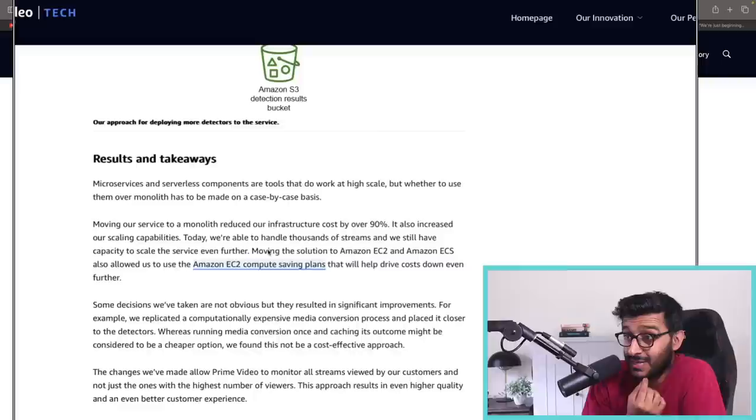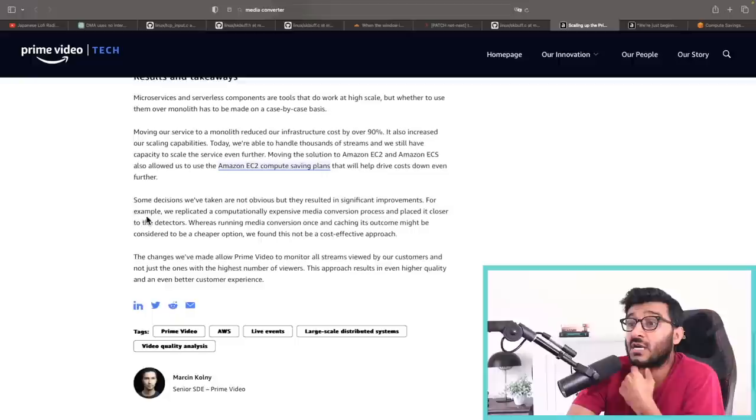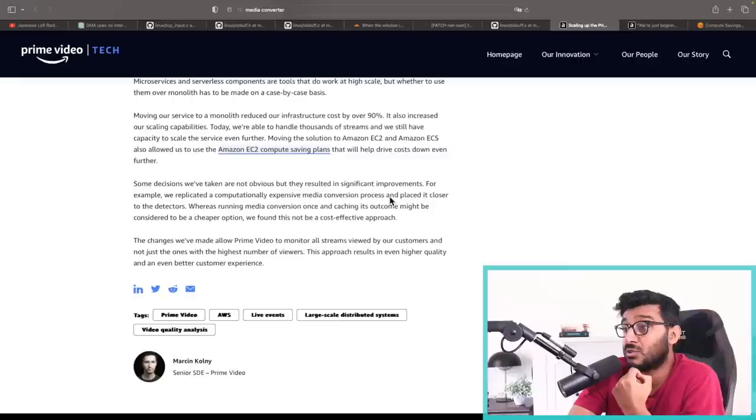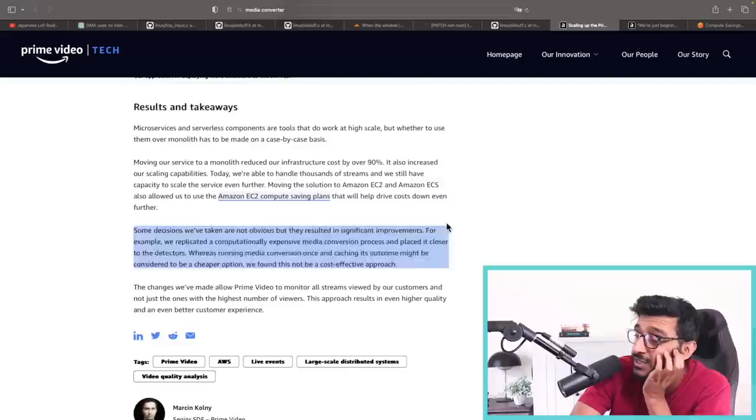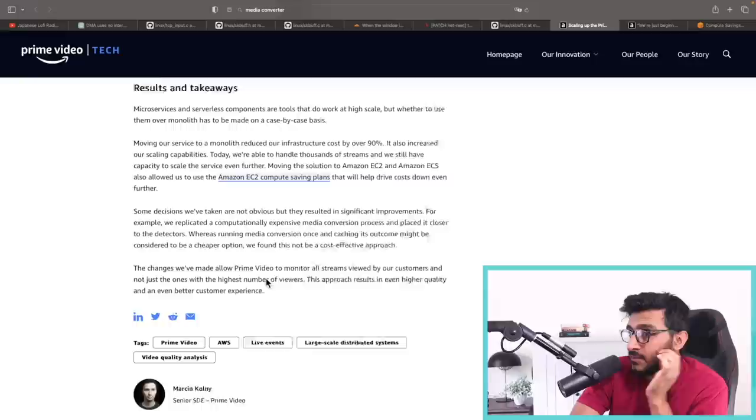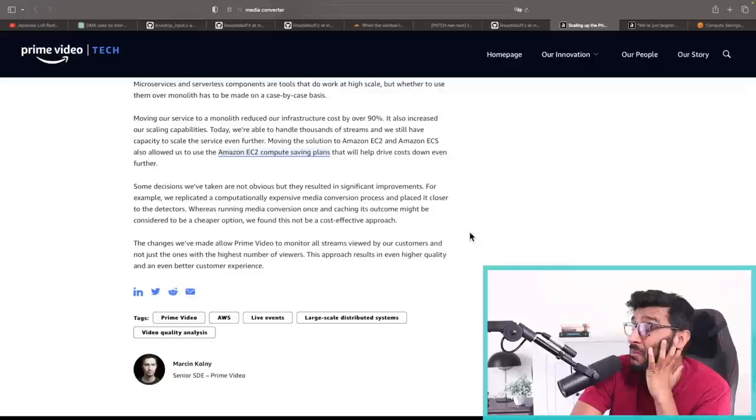Moving the solution to Amazon EC2 allows us to use the compute saving plans that will help reduce costs down even further. Some decisions we've taken are not obvious, but they resulted in significant improvements. For example, we've replicated a computationally expensive media conversion process and placed it closer to the detectors, whereas running media conversion once and caching its outcome might be considered to be a cheaper option. We found that this is not cost effective, because that's what I just said, right? It's very interesting, because they were thinking about, let's do a media conversion and let's cache it, but apparently that didn't work for them. It's an interesting use case indeed.